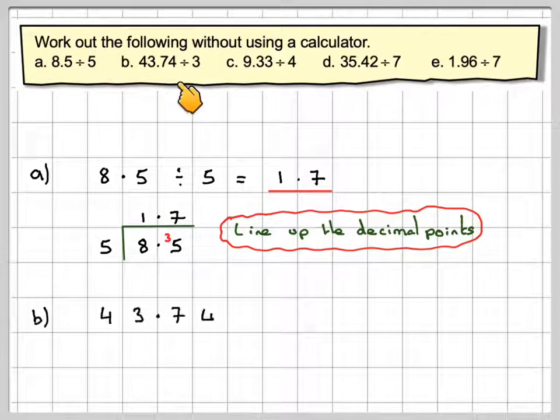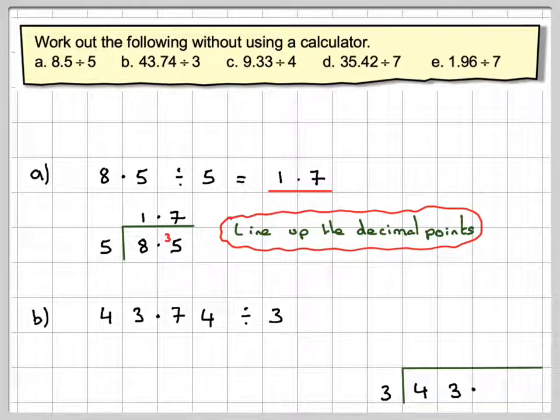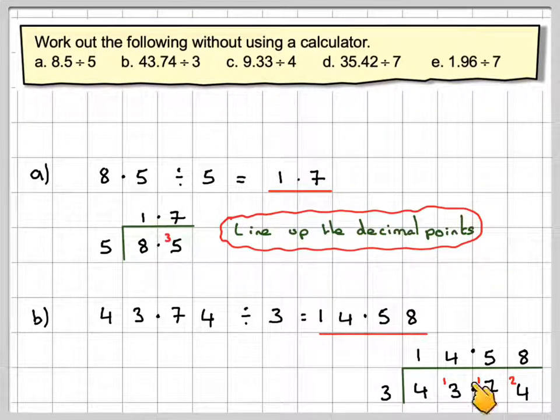So the next one is 43.74 divided by 3. So 3's setting up like normal division. So my decimal point is actually going to go here. Okay, so 4 divided by 3 is 1. We're going to have 1 left over. 3's into 13 goes 4 times, and we're going to have 1 left over. 3's into 17 will go 5 times, but we'll have 2 left over. And then 3's into 24 will go 8 times. So our answer will be 14.58. So same idea, decimal point goes in line with the question, and then we just do normal short division.